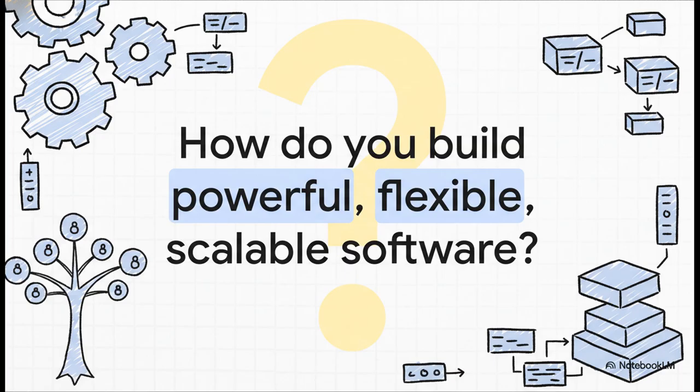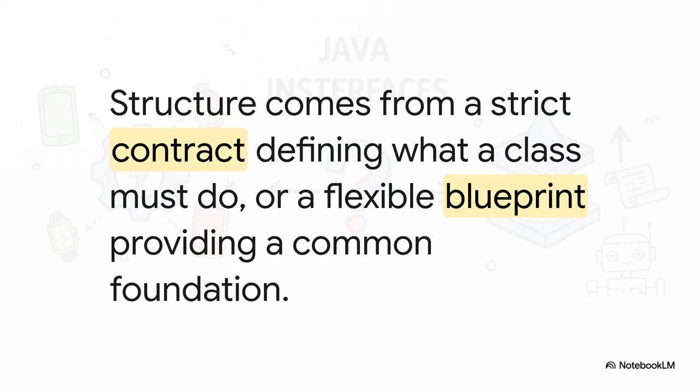So let's start with the big picture. How do we actually build software that's not just powerful, but also flexible enough to change and scale over time? Well, the answer isn't just in the lines of code you write, it's in the design choices you make right from the get-go. And the secret to that great design? Well, it often comes down to one of two core ideas. You either start with a strict contract that says what a class has to do, or you start with a flexible blueprint that gives it a solid foundation to build on. And you guessed it, that's exactly what interfaces and abstract classes are all about.